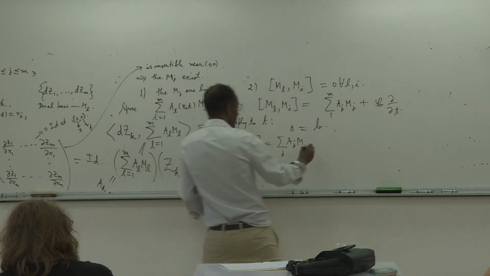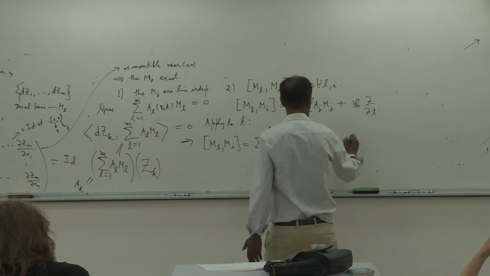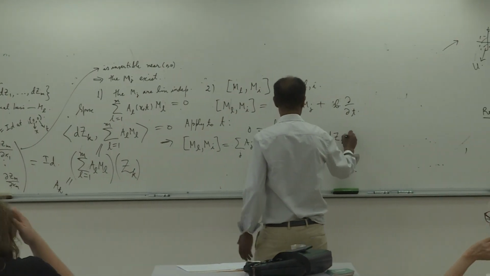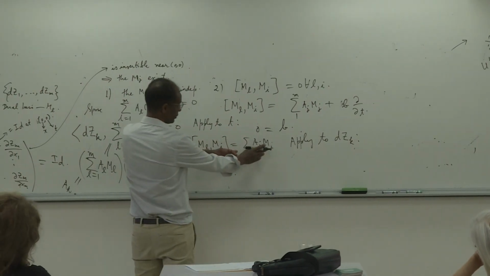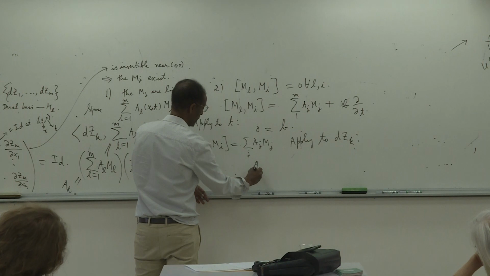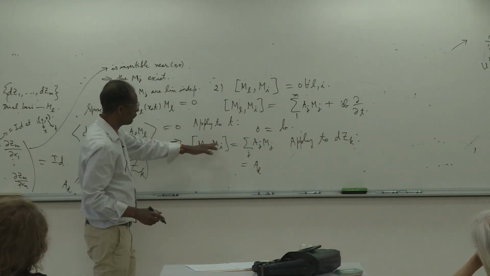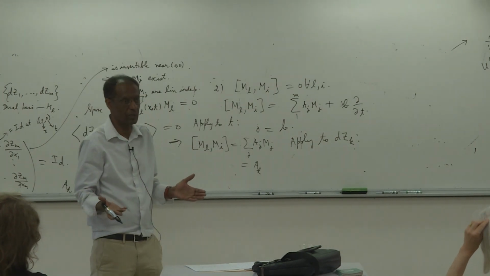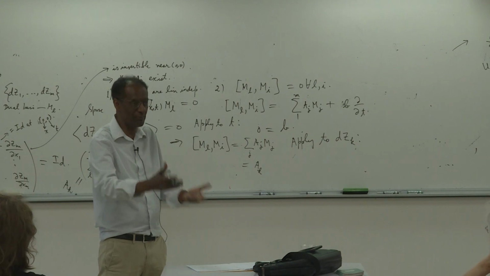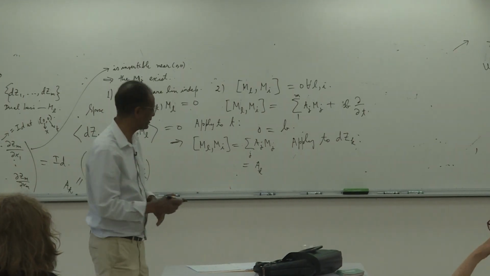Next, apply both sides to the function zk. Here you'll get only ak, and on the left, when you apply ml of mi of zk, for example, well, mi of zk is 1 or 0. In any case, since you're applying ml to it, you will get 0. And so therefore, the bracket is going to be 0.